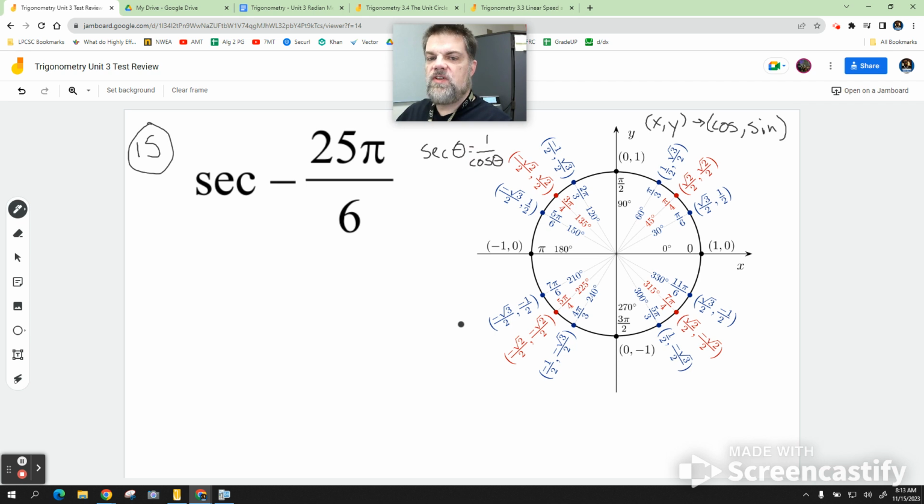But what we've got to do is figure out where negative 25 pi over 6 is. So what that means is I'm going to travel around pi over 6 a lot of ways this way, and I'm going to land somewhere. Well, how many times does 6 go into 25? 4 times. So remember that 24 over 6 equals 4.